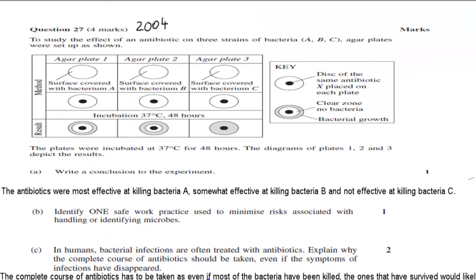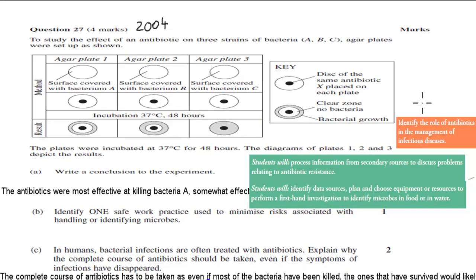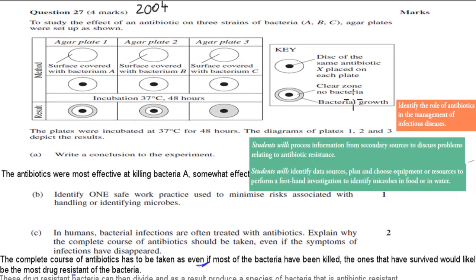And where the question comes from, it came from these 2 dot points. So identify the role of antibiotics in the management of infectious disease. And there's also another one, discuss the implications of antibiotic resistance and the role of antibiotics in the management of disease. That was number C. And numbers B and A came from the plan of first investigation to identify microbes in food or water. Right, that's where these questions came from.